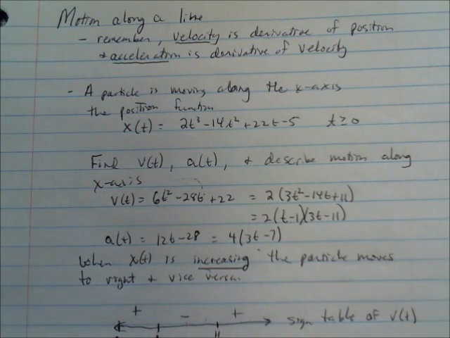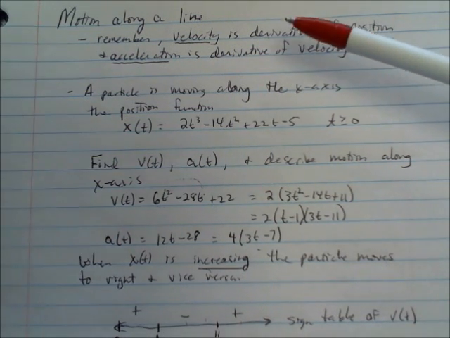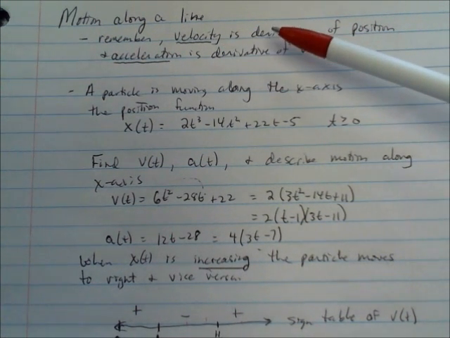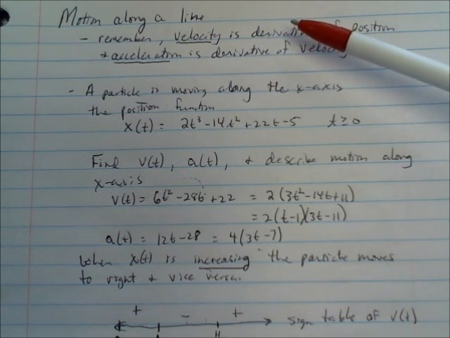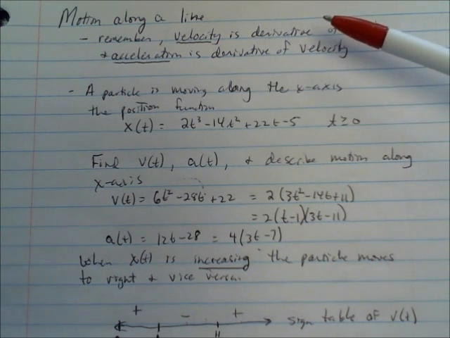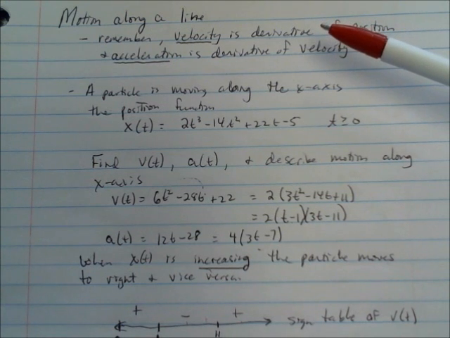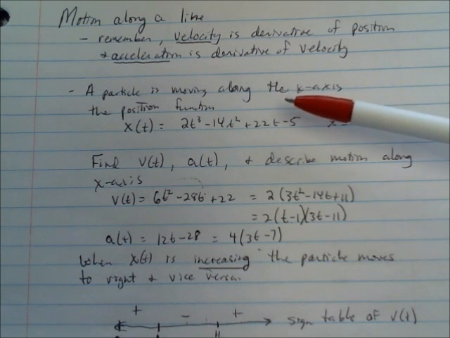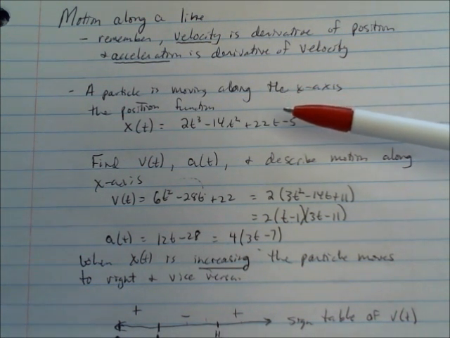I want to continue today's lesson where I left off last Friday on motion along a line. This was a very abbreviated lesson on motion, and today in class we talked about the position of a particular particle at various points in time and whether the particle was actually slowing down or speeding up or turning around at particular points in time.